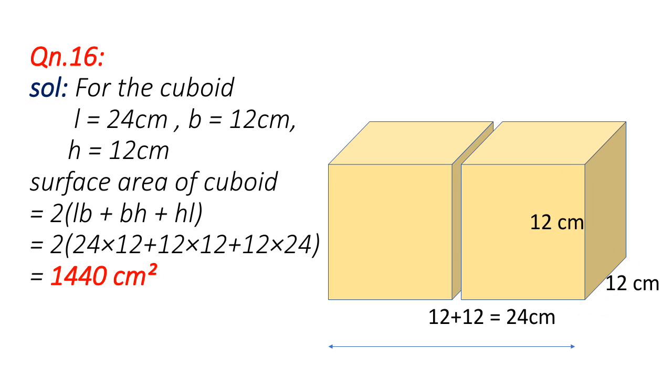Now we have a cuboid, a newly formed cuboid. So for that cuboid, we have the length 24, the breadth 12, and the height 12. In order to calculate the surface area, we have the formula 2 into (length into breadth plus breadth into height plus height into length). So we have substituted all those values, and after the calculation, the surface area of the cuboid is 1440 centimeter square.